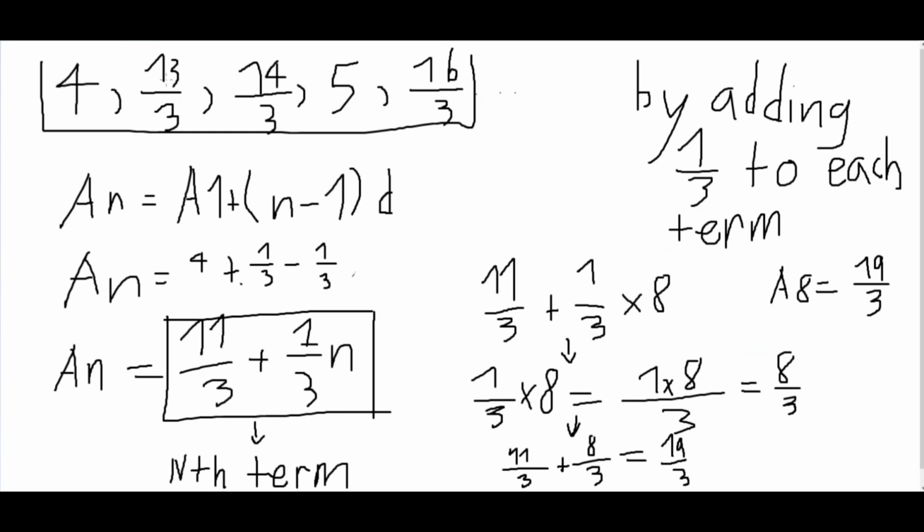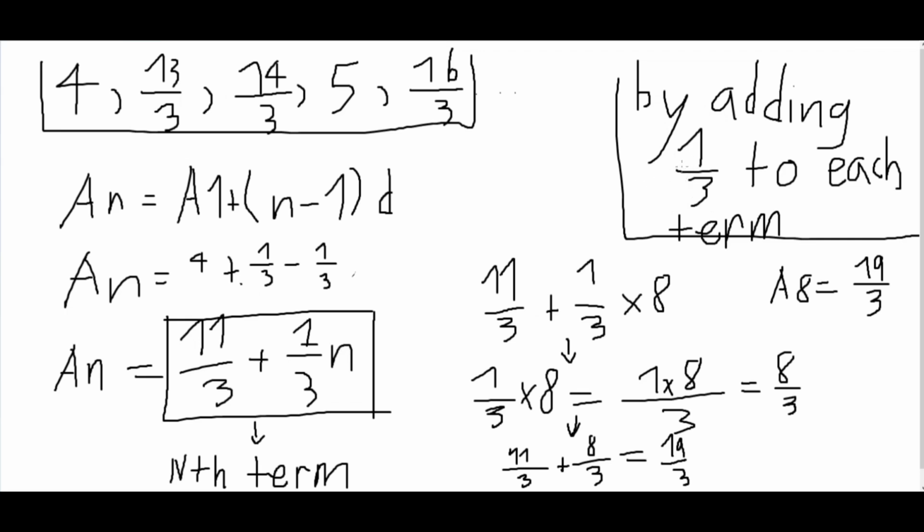4, 13 over 3, 14 over 3, 5, and 16 over 3. To get the next terms, we add 1 over 3 to each term. Now we have the common difference, which is 1 over 3.